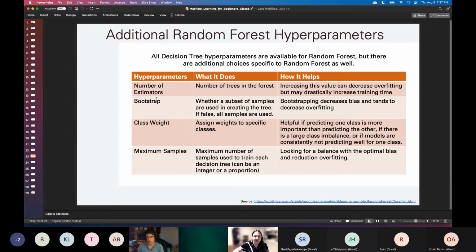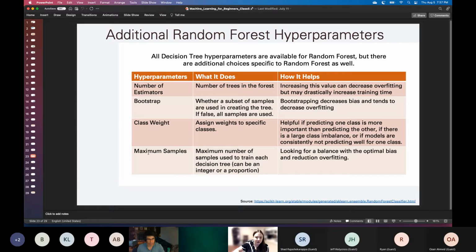The bootstrap is whether a subset of samples are used to create the trees. So you can use 100% of your samples, or you can use a subset like pulling 90% with replacement, like we just talked about. This decreases bias and tends to decrease overfitting if you take, say, 70 or 90% of your samples. Class weight we've already talked about.